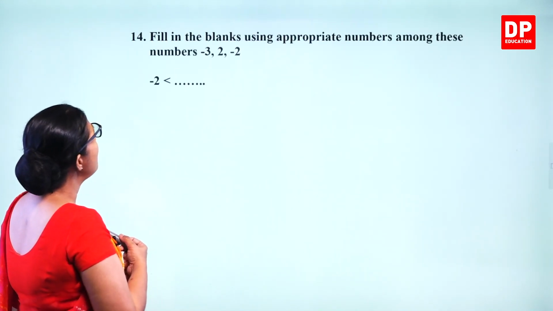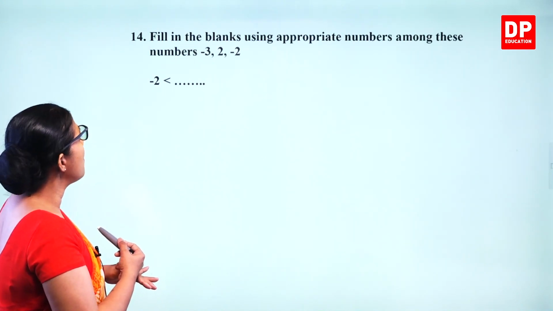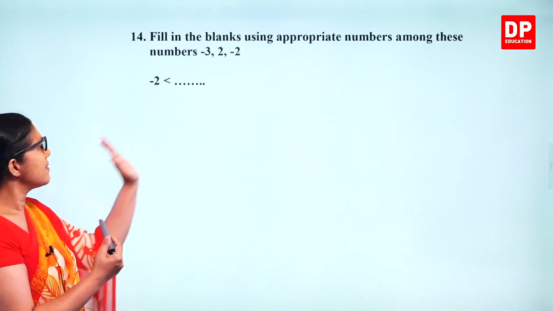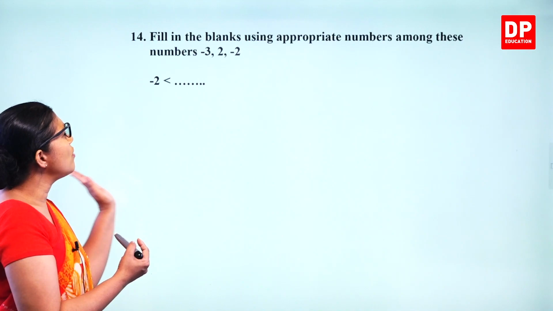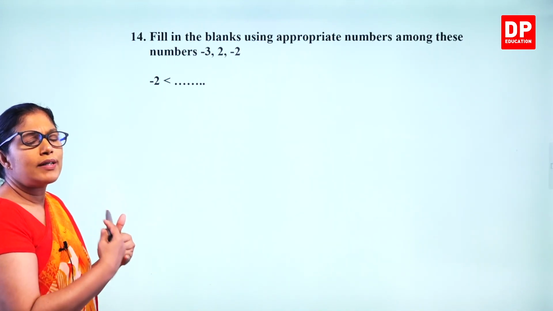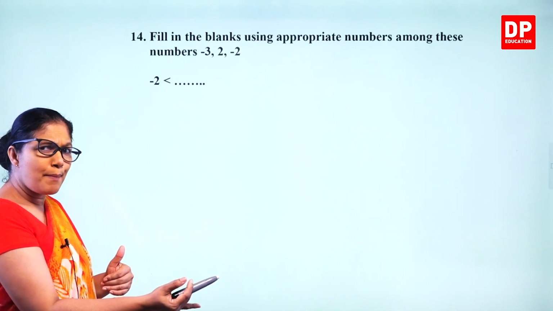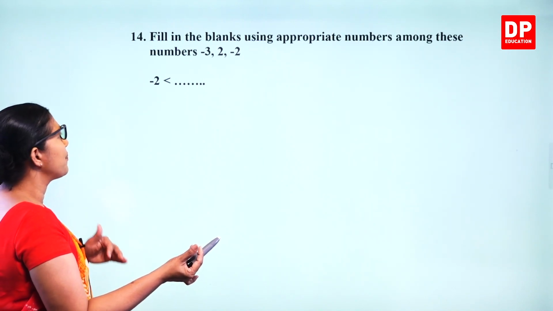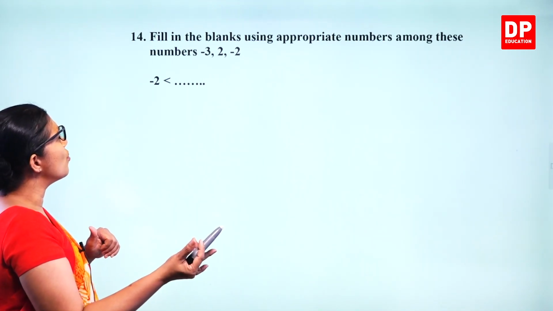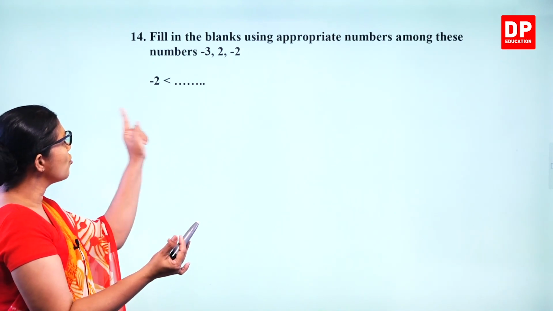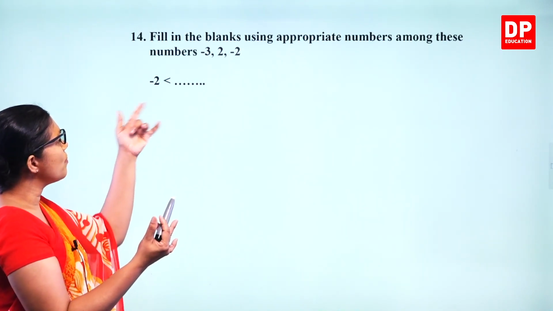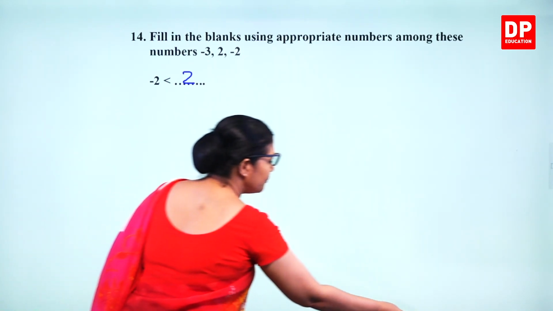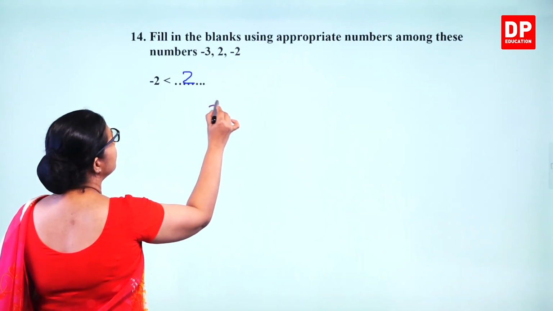Question number 14. Fill in the blanks using appropriate numbers among these numbers. -3, 2, -2. -2 is less than something. Is -2 less than -3? That's wrong. Whatever number is on the right hand side on the number line is bigger than the other number. So -2 is bigger than -3. -2 is less than 2. That's correct. But -2 is not less than, that's equal to -2. So the appropriate number is 2. You get 2 marks there.